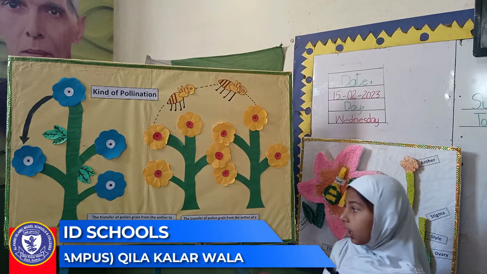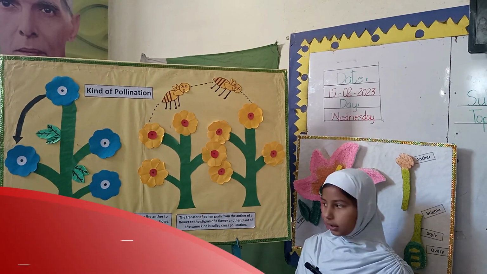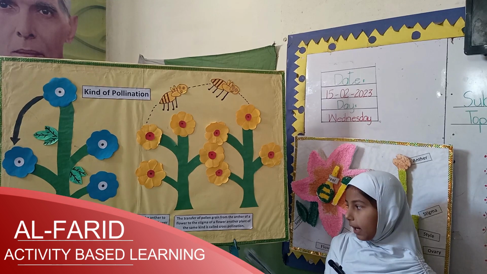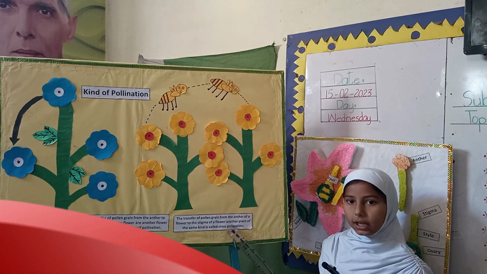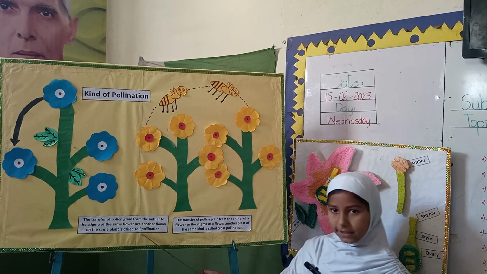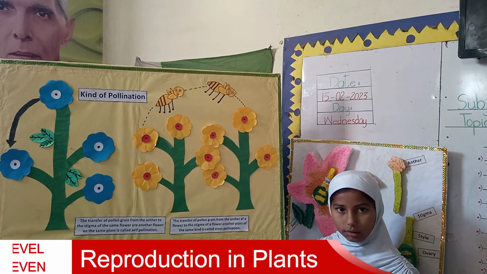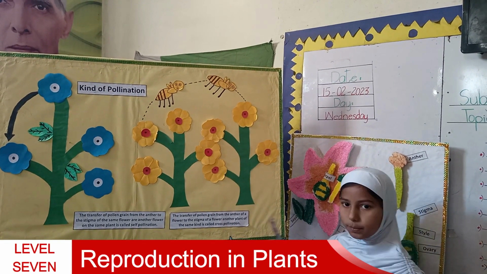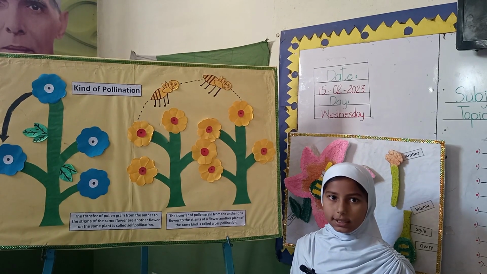Second, cross-pollination. The transfer of pollen grains from the anther of a flower to the stigma of another plant of the same kind is called cross-pollination. Examples of self-pollination: pea, rice, potato, etc. And examples of cross-pollination: papaya tree, apple, etc. Thank you.